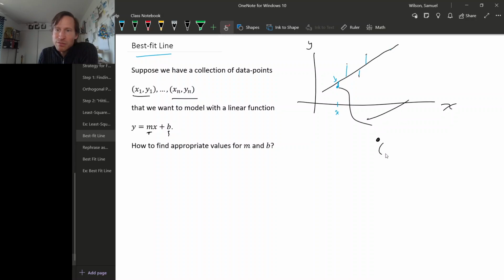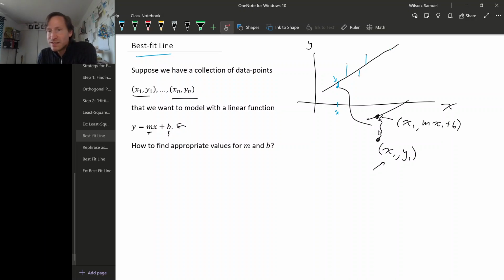Okay, so this is one of our data points, so maybe it's x1, y1. And up here, what is this point? Well, this is whatever the line gives you at this x value. Well, here's the line: y equals mx plus b. So the x coordinate here is x1 still, but the y coordinate is what the line says it should be, and that's m times x1 plus b.